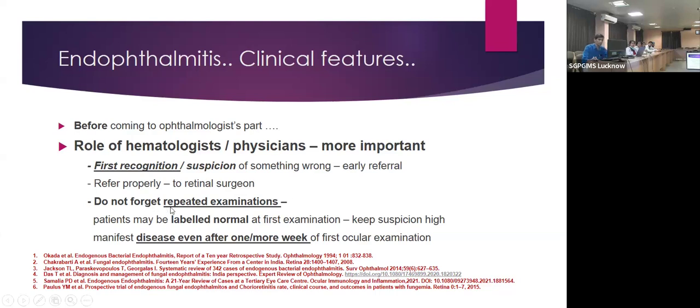And the most important thing: even if an ophthalmologist has seen these patients and labeled them normal, do not forget repeated examinations. I have listed these references. Even in a very big center in the US, patients were labeled normal at the first examination, and only one or two examinations later the same patients were diagnosed with endogenous endophthalmitis.